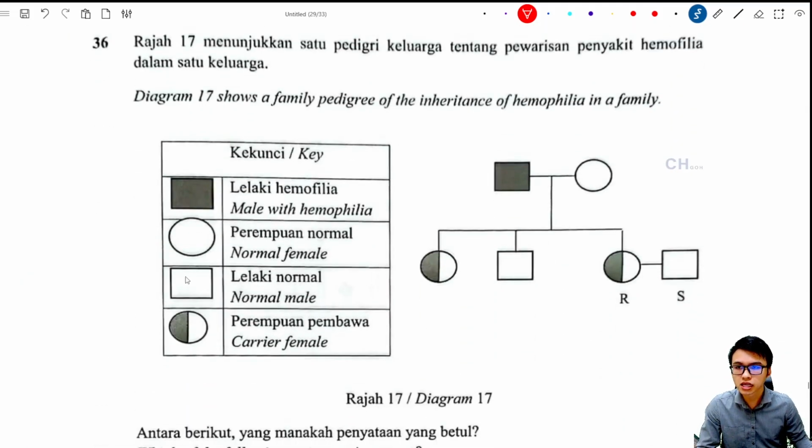36. Okay, 36. Diagram 17 shows a family pedigree of the inheritance of hemophilia in a family. So the male with the hemophilia, normal female, married, and then they will have the carrier female, okay, carrier female. Okay, then they have the normal male, okay, normal male.